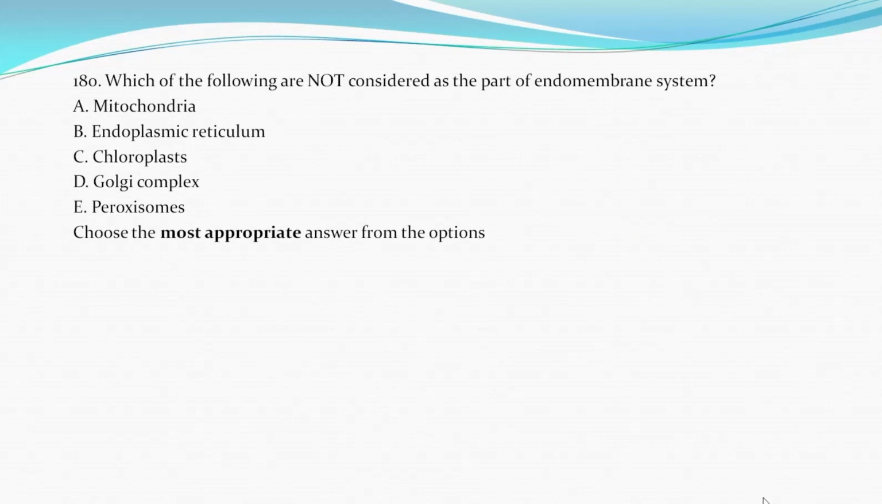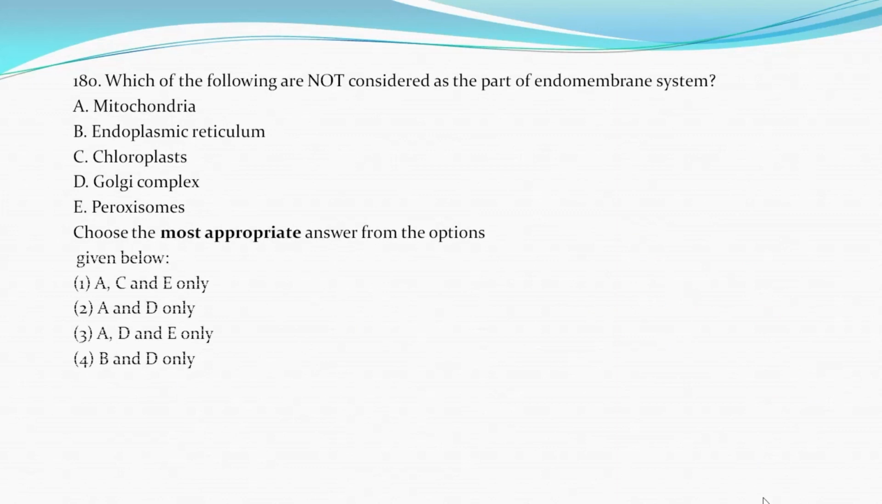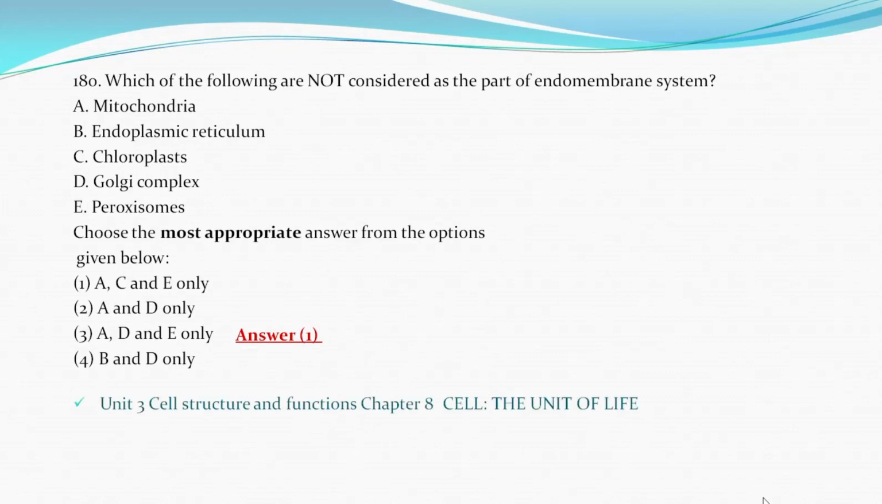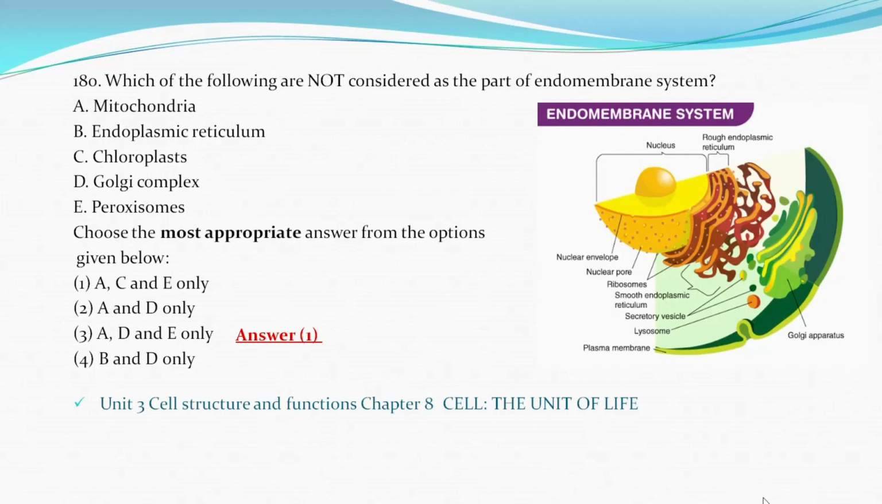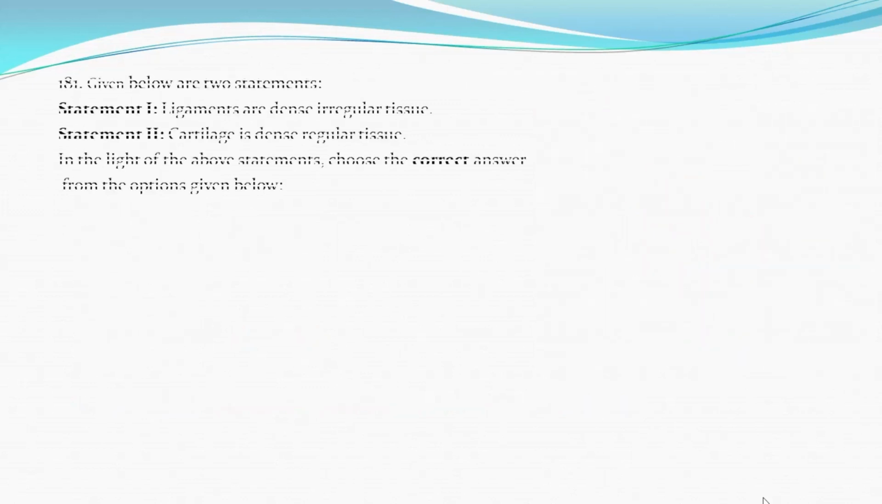The next question is, which of the following are not considered as part of endomembrane system? Mitochondria, endoplasmic reticulum, chloroplast, Golgi complex, peroxisomes. Choose the most appropriate answer from the options given below. So the answer is option first. And this question is taken from Unit 3, Cell Structure and Functions, Chapter 8, Cell: The Unit of Life.